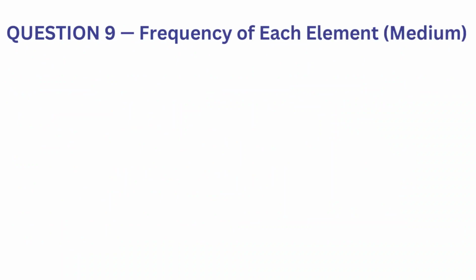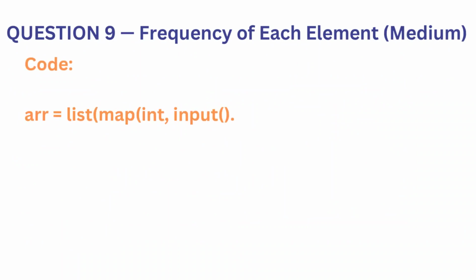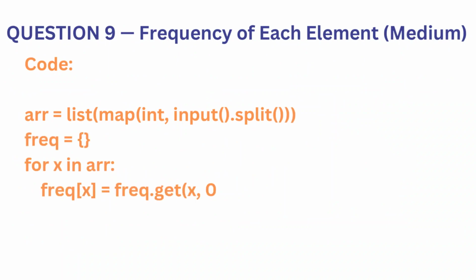And the next question is frequency of each element. Basically, we have to use frequency.get(x, 0) to avoid key errors. This builds a dictionary storing the count of each element. This is very useful in real programs. So this will be of this type.